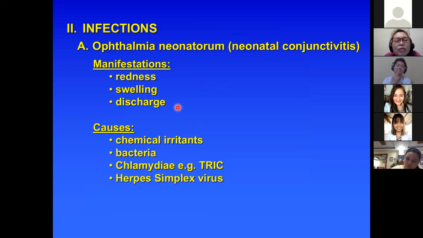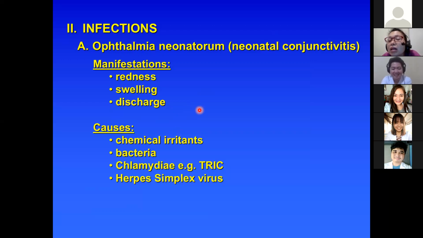Ophthalmia neonatorum. You have rotated already in your... Nico? So, what do you instill on the eye of the baby once it is born? Erythromycin ointment. It's prophylaxis. Silver nitrate. Silver nitrate. Until now? Hindi na ginagamit yan. Taga saan ba kayo?